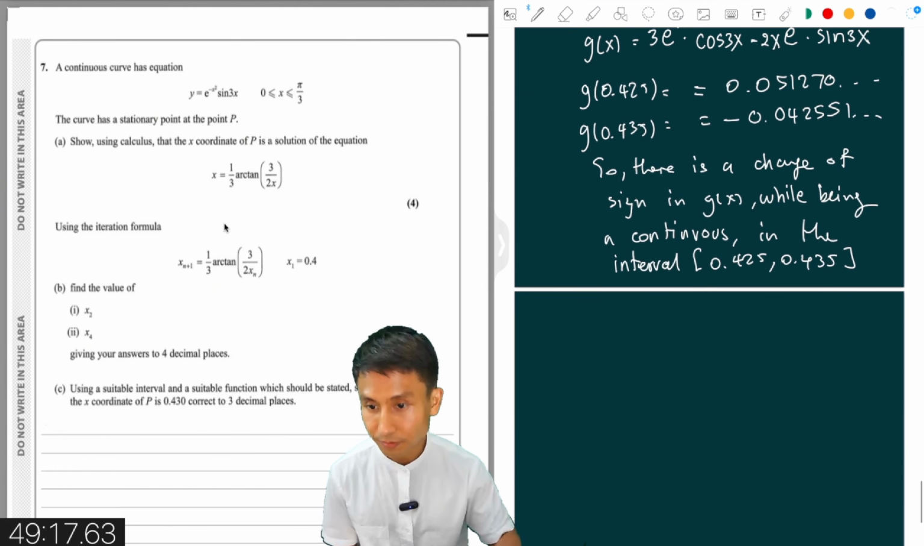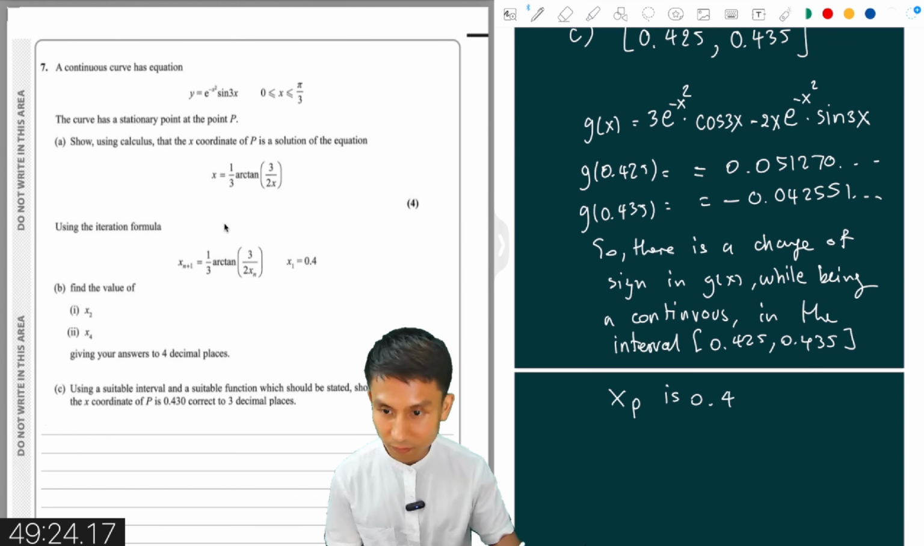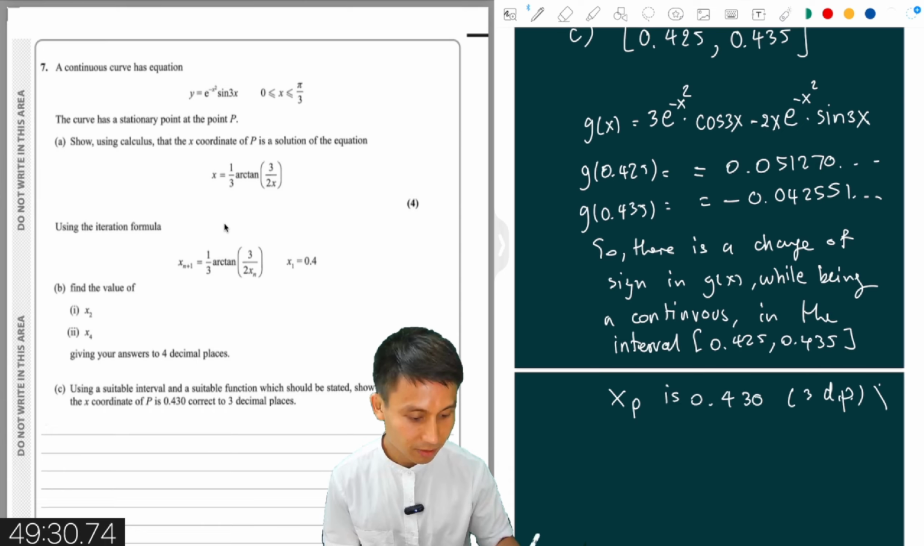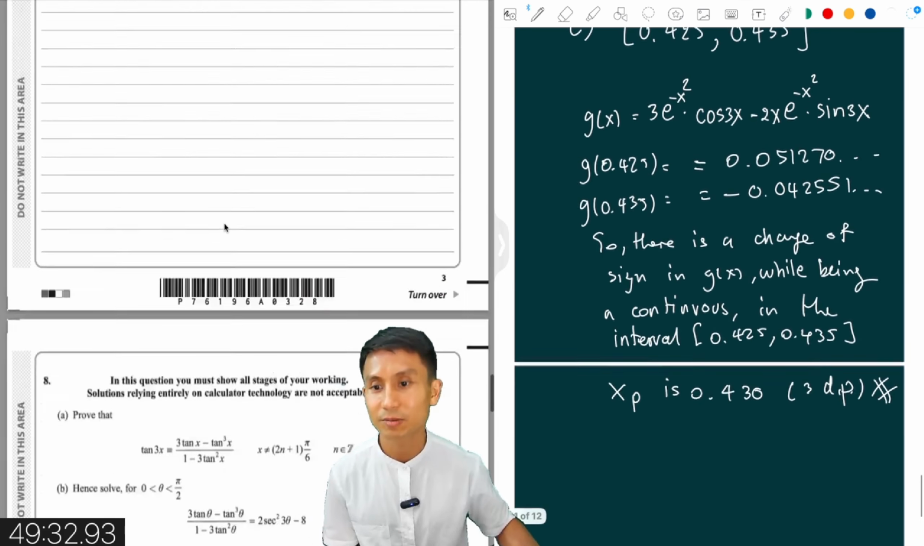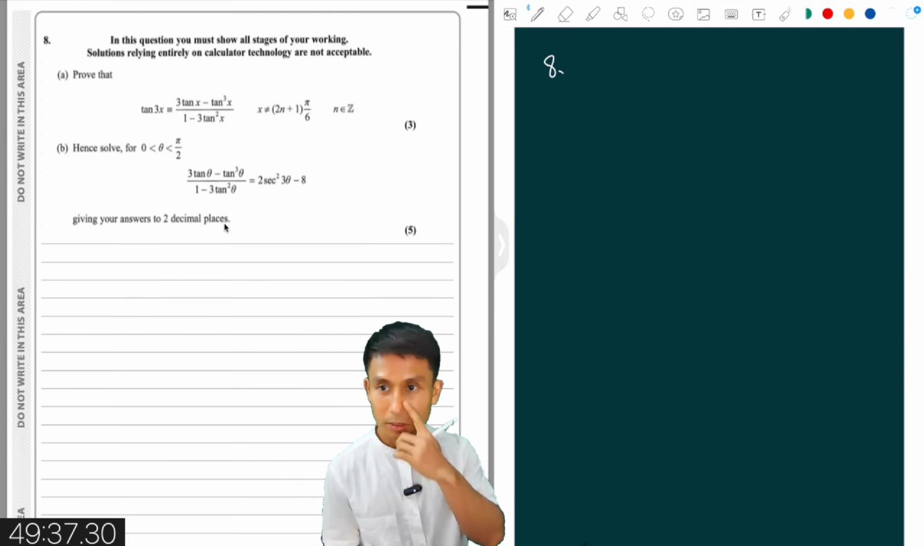So the x coordinate of P is 0.443 to 3 decimal places. Yes, that's it, number 7. Number 8.